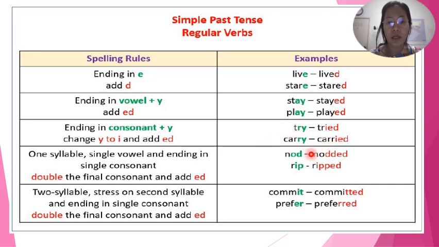Try, tried. Carry, carried. For one-syllable words with a single vowel and ending in a single consonant, double the final consonant and add ed. Nod, nodded. For two syllables, with stress on the second syllable and ending in a single consonant, double the final consonant and add ed. Commit will become committed. Prefer will become preferred.